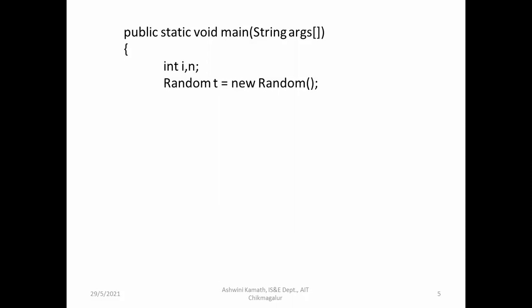We are creating an object t. You can create any object, and you can give it any name. Here I have given it as t. Random t is equal to new Random. So new Random will allocate the memory for the object t.